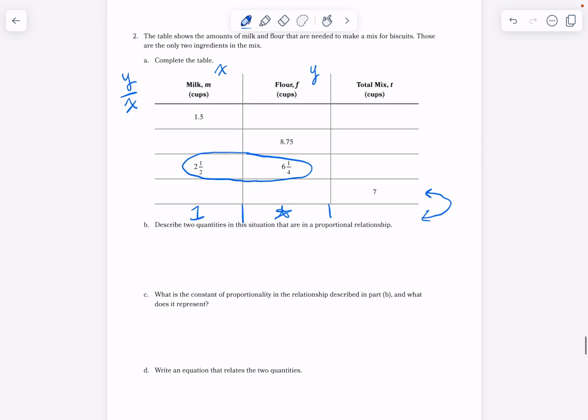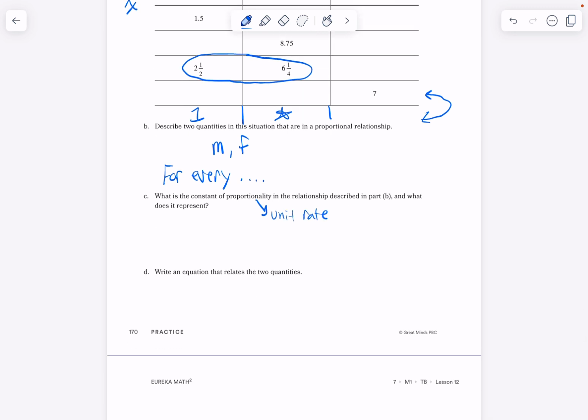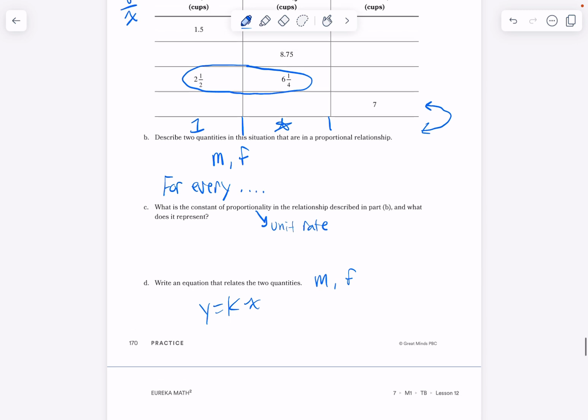So for part B, you're going to describe two quantities in the situation that are in a proportional relationship. I want you to use the variable m and the variable f. Describe how those are proportional to each other. You're going to use the statement for every. And you guys know how to write that. We practiced that a lot previously. The constant of proportionality, that's just my unit rate. In part D, you're going to write an equation, y equals k times x, and you're going to use the variables m and f. So that should be all for this homework assignment.